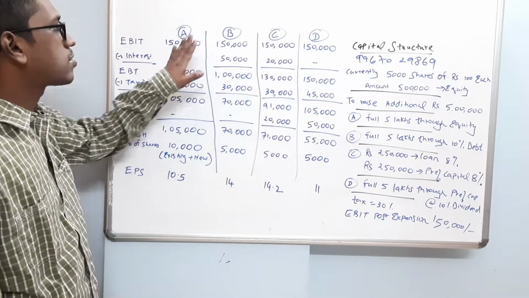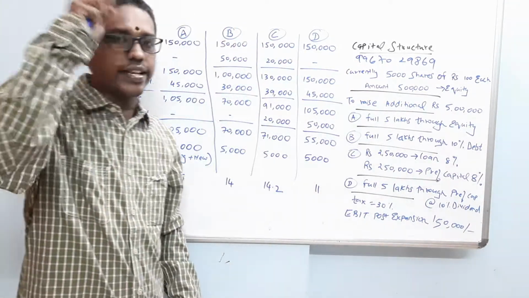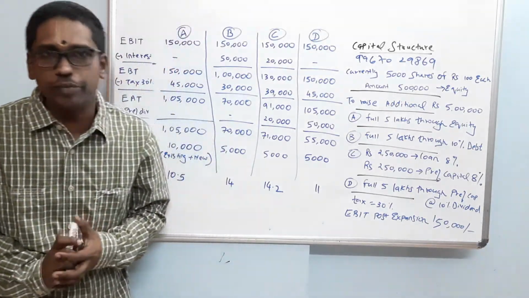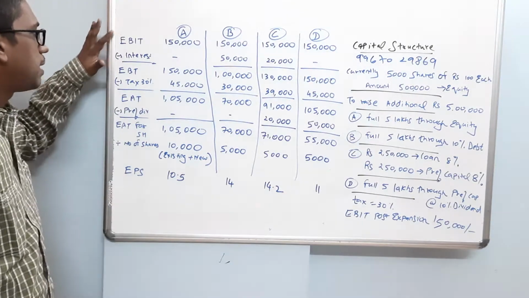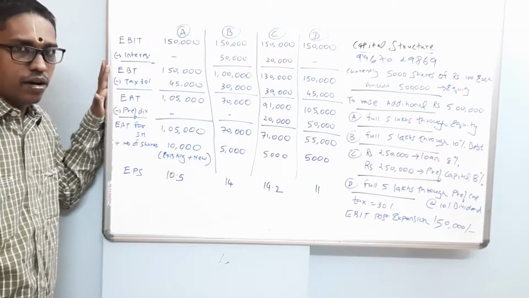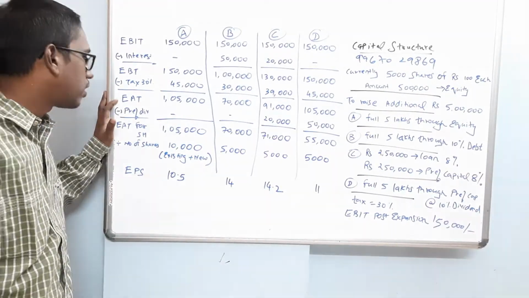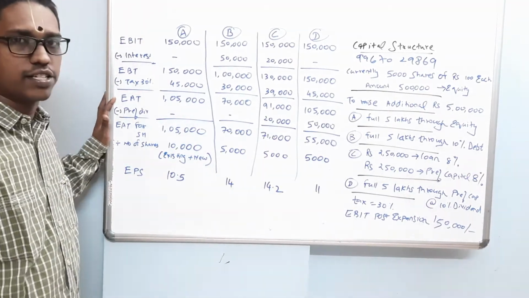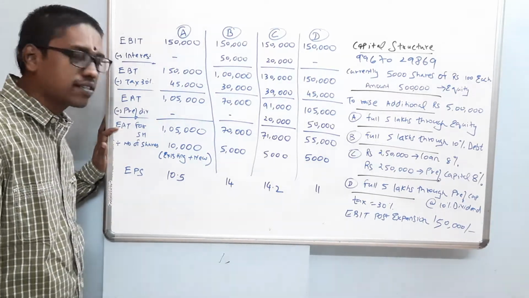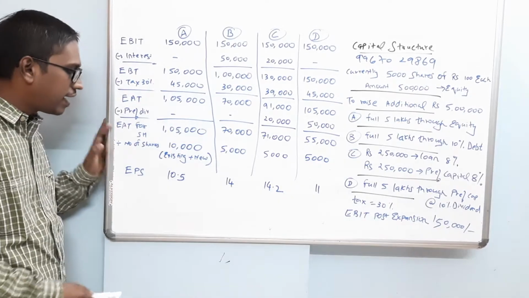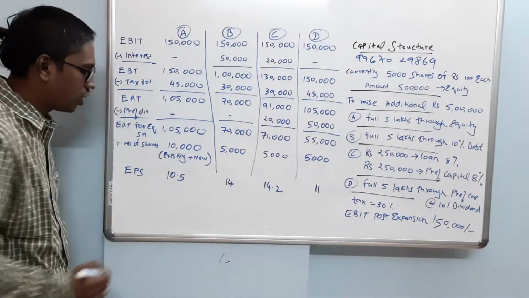We have got four options A, B, C and D. So when we make an income statement, sales minus variable cost gives us contribution. Contribution minus fixed cost gives us EBIT. EBIT minus interest is EBT. On that you pay tax, you get earnings after tax. Once you get earnings after tax, we first pay the preference dividend. After paying the preference dividend, the final earnings after tax is the EAT, which is left for equity shareholders. This is for equity shareholders.